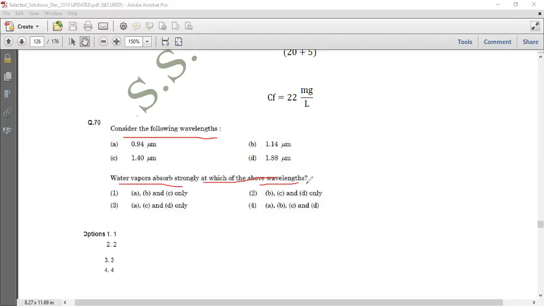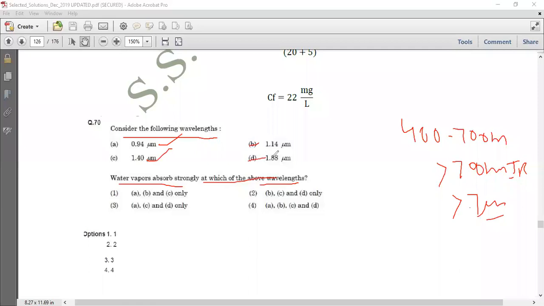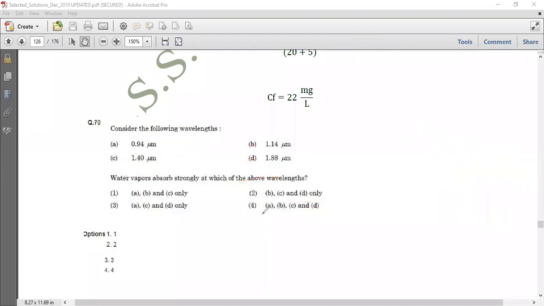See, the thing is, all the wavelengths are given. So let me first ask you, the 400 to 700 nanometer range is PAR, right? And everything more than 700 nanometer is IR, or more than 0.7 micrometer. So every option here is more than 0.7 micrometer, and water vapor strongly absorbs in IR. So all of A, B, C, D will be a part of it. So the fourth is the correct answer.